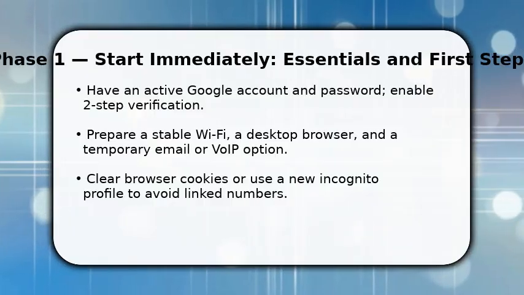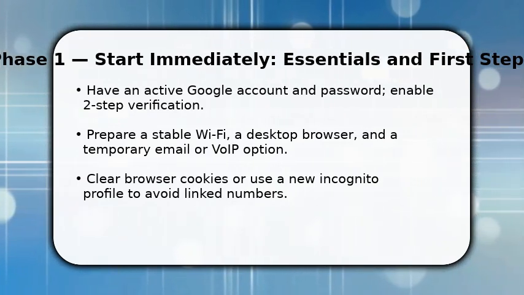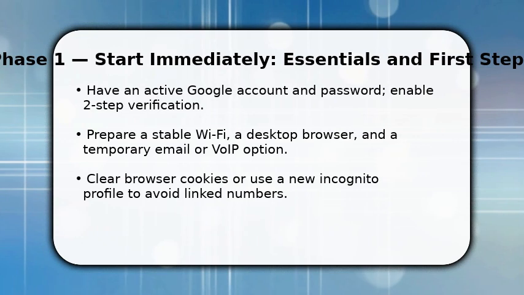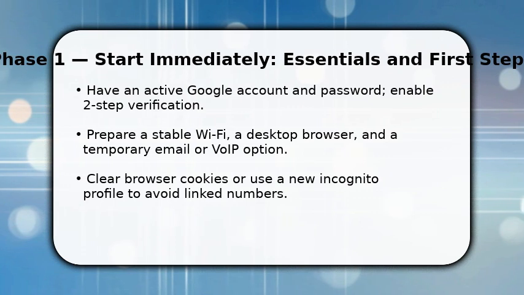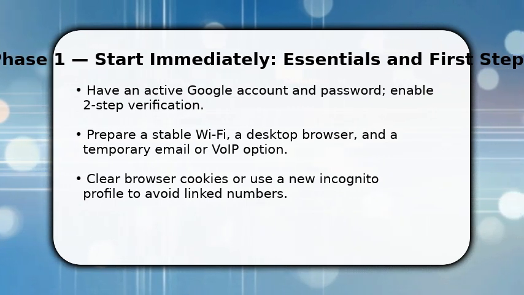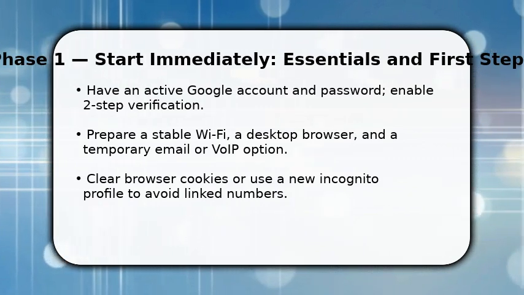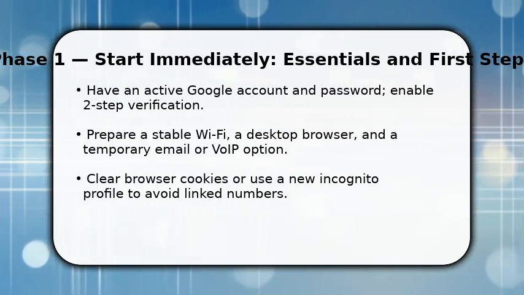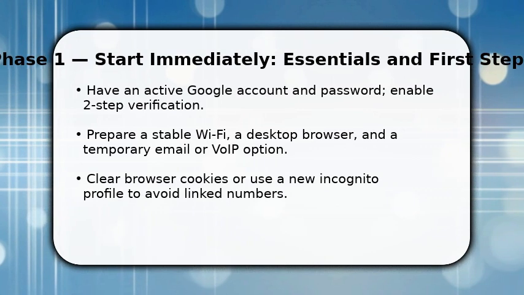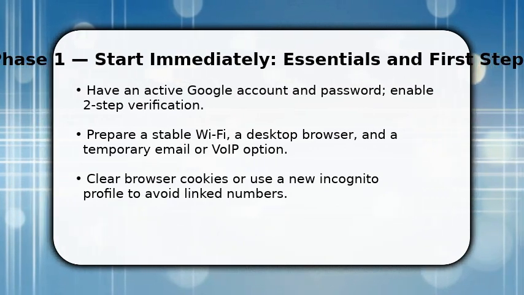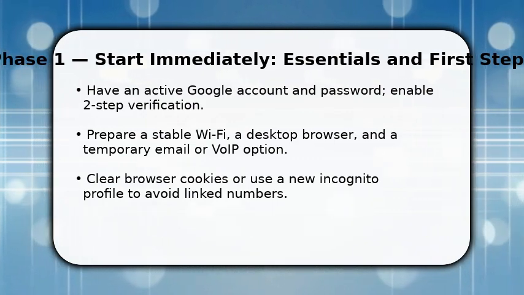You start by preparing the accounts and tools you need. Sign into Google and enable two-step verification, because Google Voice often checks account security. This reduces phone prompts. Once done, open a desktop browser and either clear cookies or use an incognito window so prior numbers don't interfere. Make sure you have a secondary contact method, like a temporary email or VoIP account, to receive codes if prompted. This setup lets you proceed without a personal mobile number.